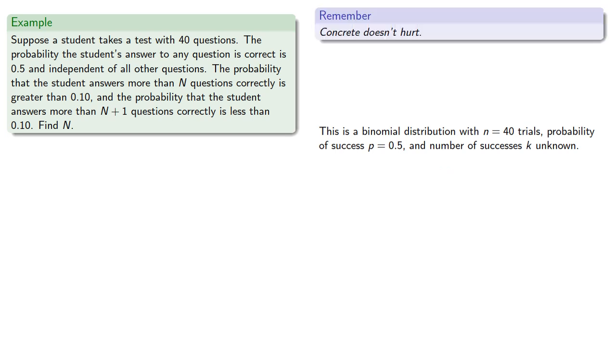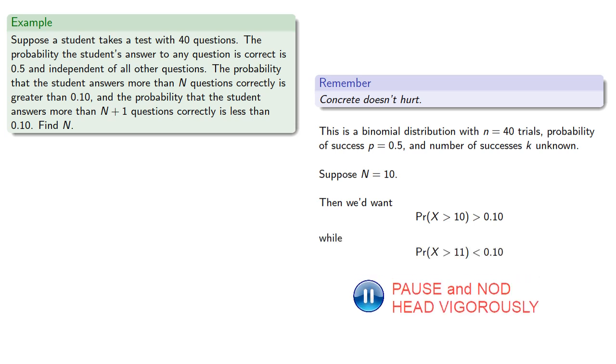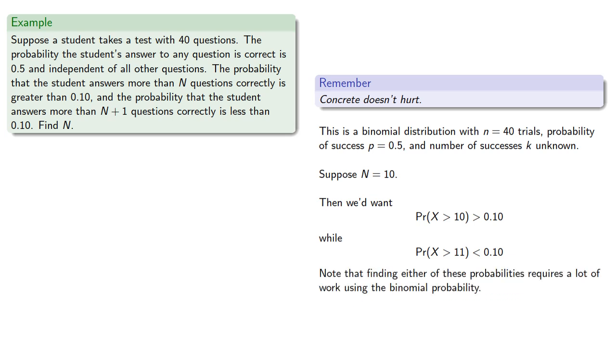Now remember, concrete doesn't hurt. Suppose n is 10. Then we'd want the probability of x greater than 10 to be greater than 0.1, and the probability of x greater than 11 to be less than 0.1. Now, note that finding either of these probabilities requires a lot of work using the binomial probability, so we'll use the normal approximation with a continuity correction.